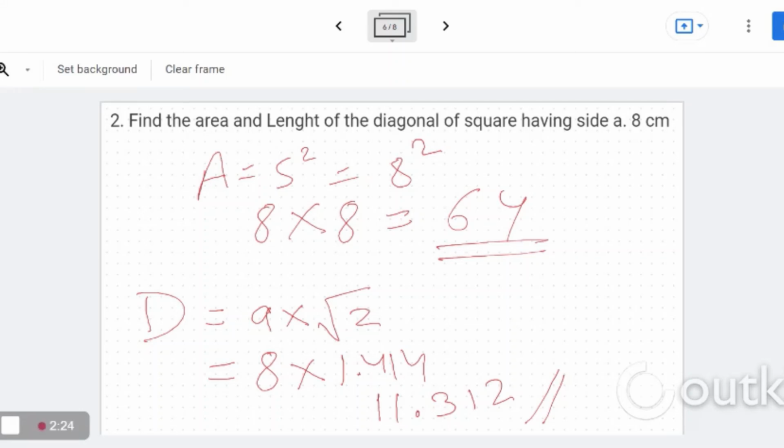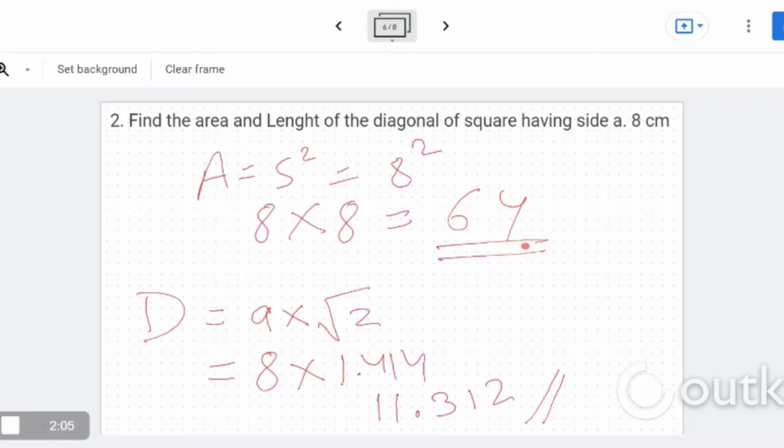Okay, the length of the diagonal. So first of all, what did I do? I'll just come back to my pointer. First of all, what did I do? I just took out the area as length into breadth, or side into side. That is my 8 into 8 is 64. That is 64 centimeter square, or square centimeter. This is my area.